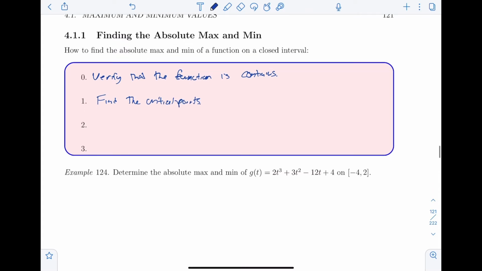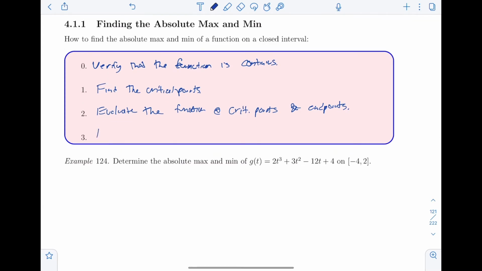Then evaluate the function at the critical points and the endpoints. Step 3 is decide which is the max. So largest is max. Smallest is min. And I'm using the word smallest here.